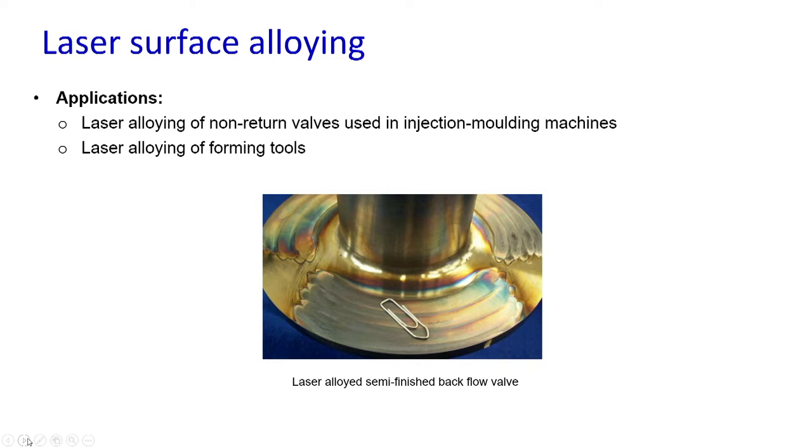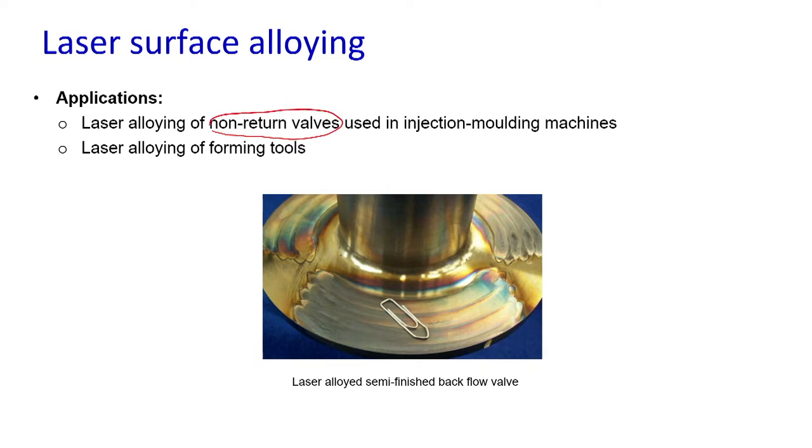Now let us see what are the various applications of laser surface alloying. The LSA is providing a very prominent application in repair and maintenance of critical parts. For example, the non-return valves of injection molding machine, which are very critical, but somehow due to the continuous utilization of these non-return valves, there may be wear and tear, and we can apply the required coating by using lasers, and we can save that particular non-return valve, we can enhance its life.